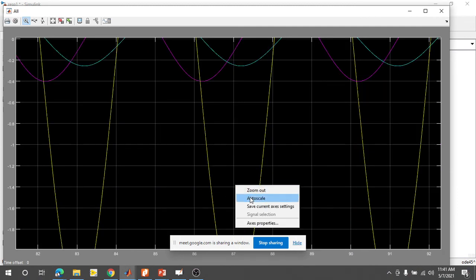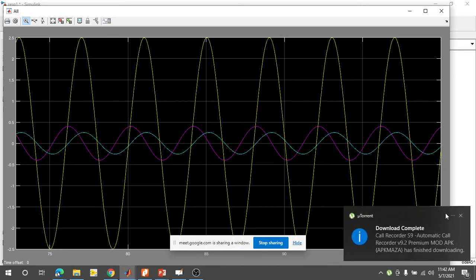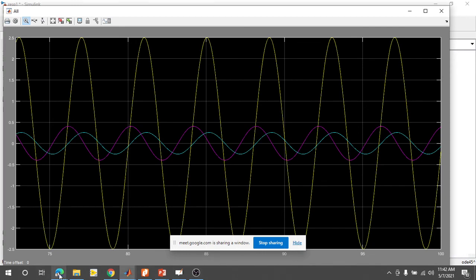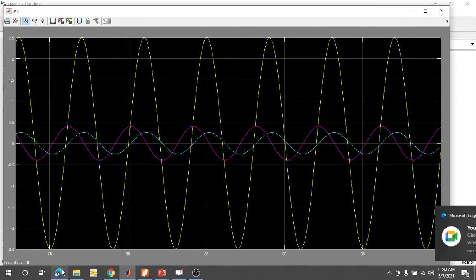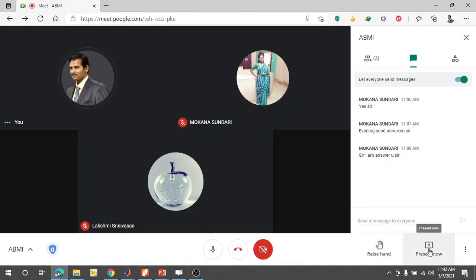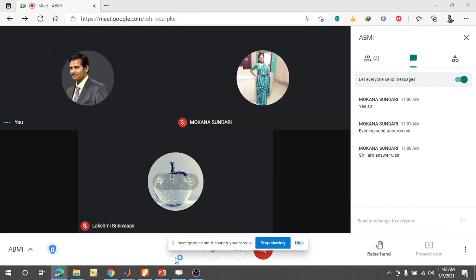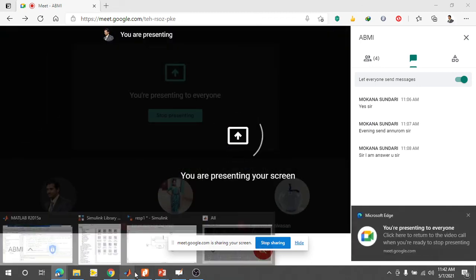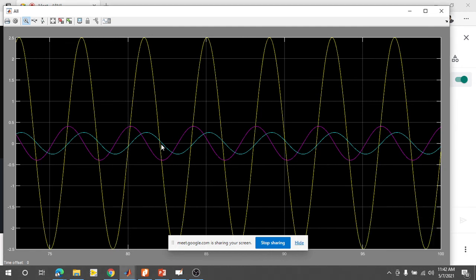Are you able to see the full plot? Is the full plot visible? No, sir. Okay, just a minute. Now it's visible. Yes, sir.